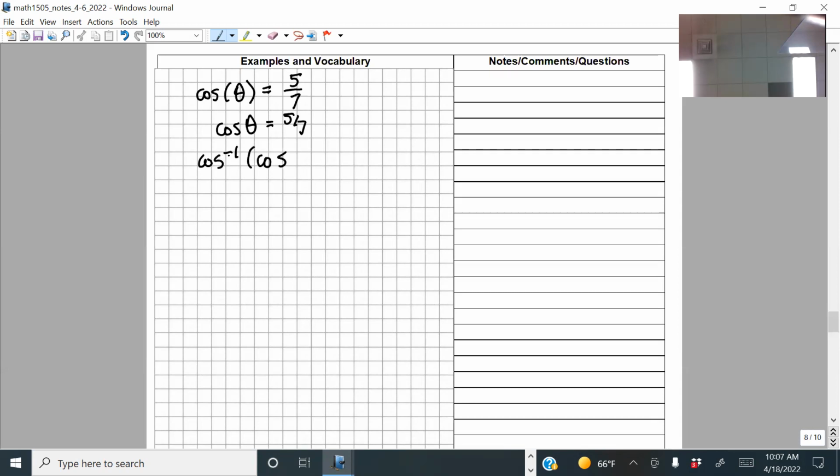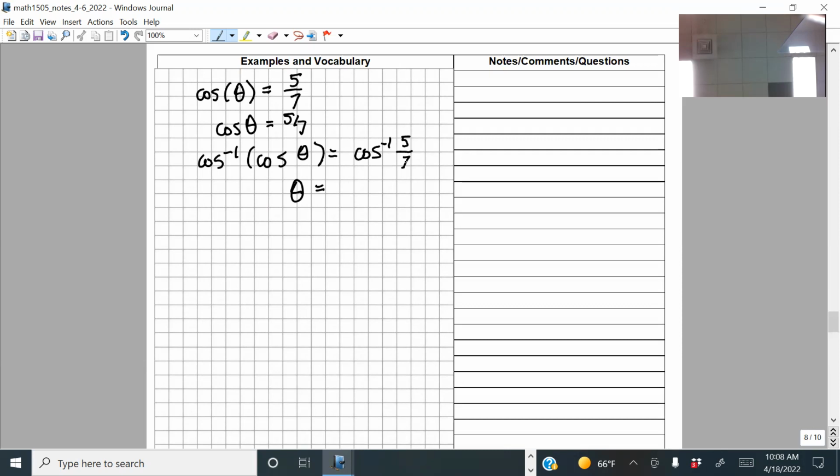Which you can write down as cosine to the -1. You can write down arc cosine as well here instead of cosine to the -1 of cosine theta is equal to, and be sure you do that to both sides, right? So cosine inverse of 5/7, and here we should get just theta on the left-hand side. These two functions should cancel each other, so we just get theta, and then we have to figure out what the cosine inverse of 5/7 is, okay?